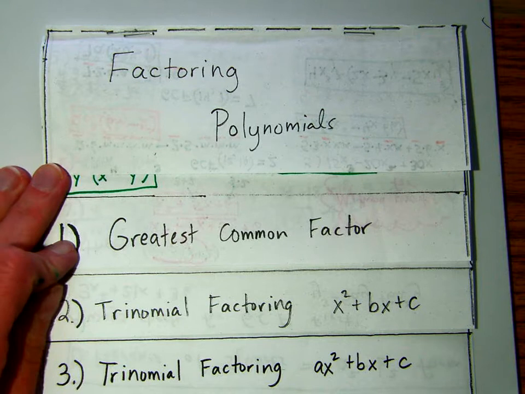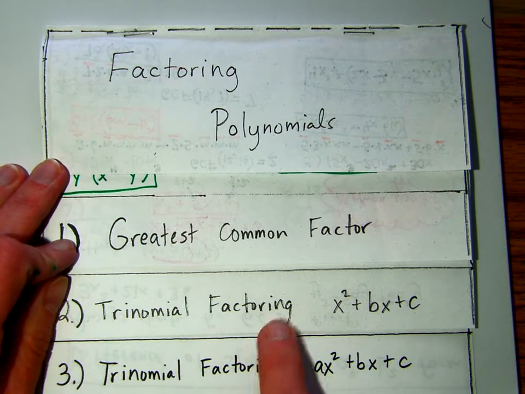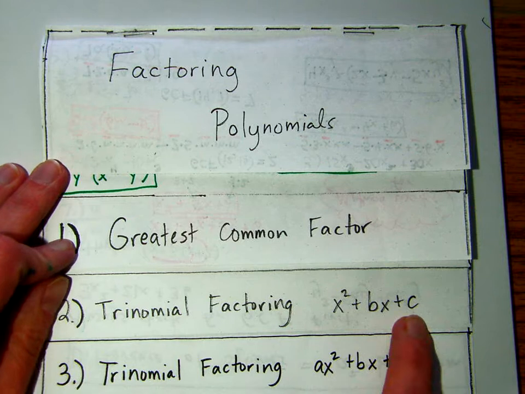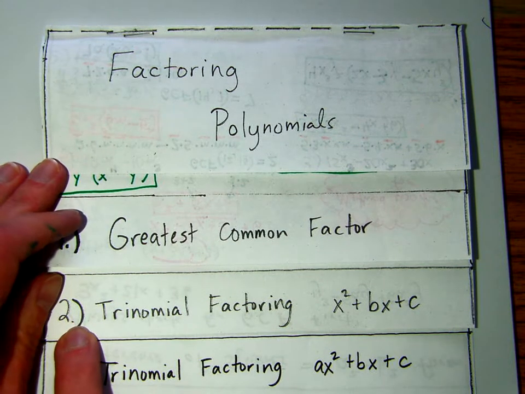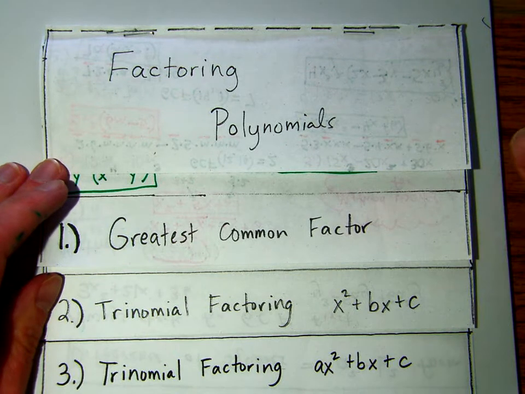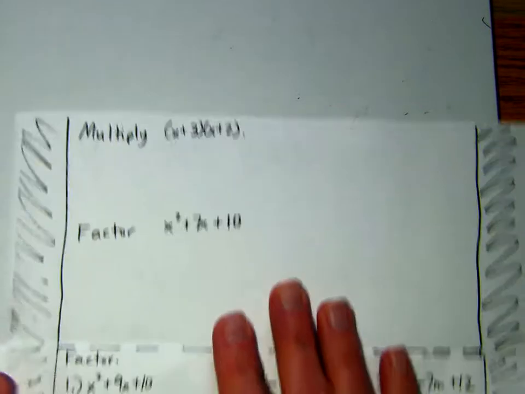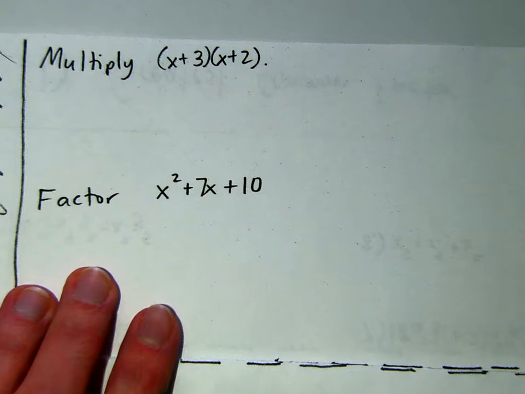So you guys that missed class, we are doing trinomial factoring x squared plus bx plus c, which is the second flap in our giant foldy on factoring polynomials. So you'll need to find that if you don't have that and follow along. Okay, if you open up the foldy, on the top we've got a little bit of a review.